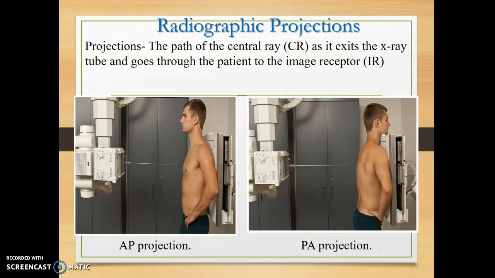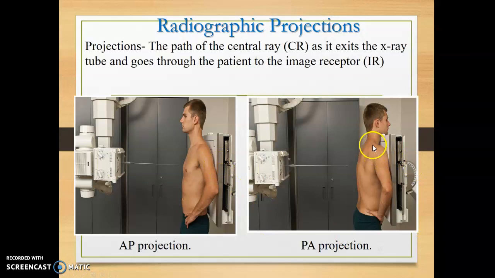Radiographic projection. What does projection mean? It's essentially the path of the central ray or the X-ray tube beam. It's entering the anterior part, exiting the posterior, hitting the imaging plate. This is the AP because it hits the A first, exits the P.